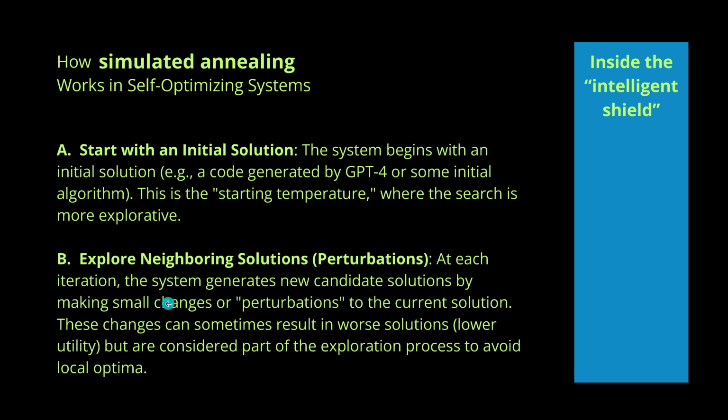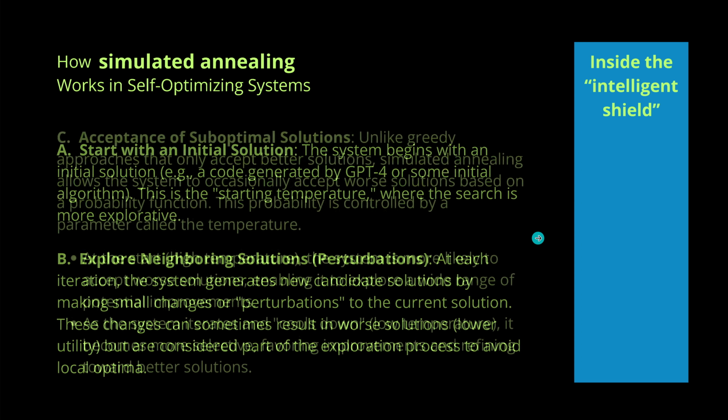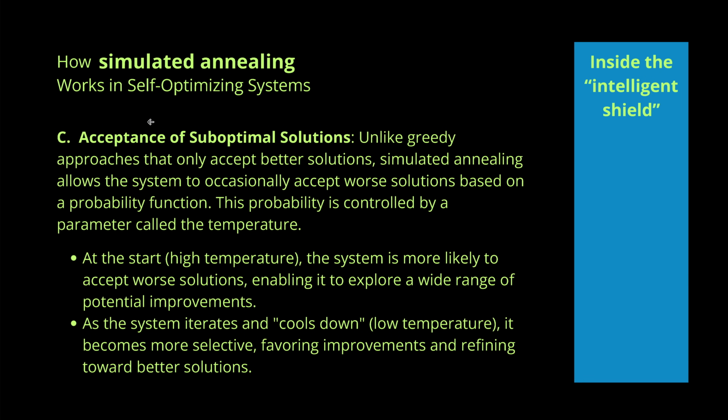So at each iteration, the system generates new candidate solutions by making small changes, or what we call perturbations, to the current code solution. And these changes take time, but sometimes they result in a worse solution, a lower utility score. But they are considered part of the exploration process because we want to break free here of this gravity wall. We want to go to other areas to maybe find a local minimum or a local maximum here on our hyperplane. So we want to avoid the local optima. Then we accept the suboptimal solution. We know this, here we are in the process.